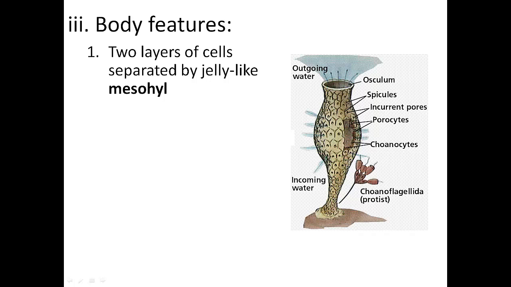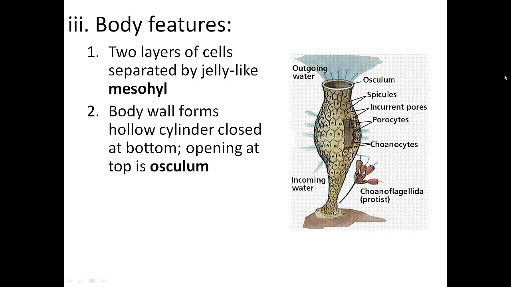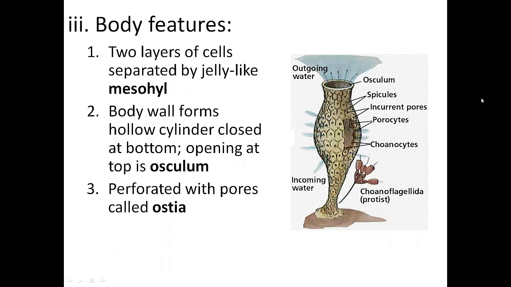Body features. A sponge's body has 2 layers of cells. And so if you look in the picture, you would have kind of like an outer layer and an inner layer. In between the 2 layers is a jelly-like substance called a mesohyl. The body wall forms a cylinder that at the bottom, like you can see in the picture here, is closed, and at the top it's open. That opening is called an osculum. There are pores along the sponge's body, and those are called ostia.